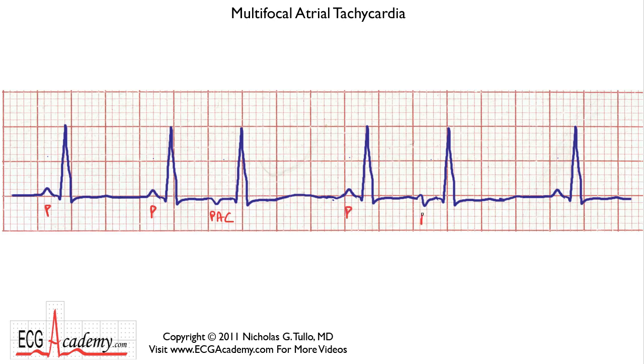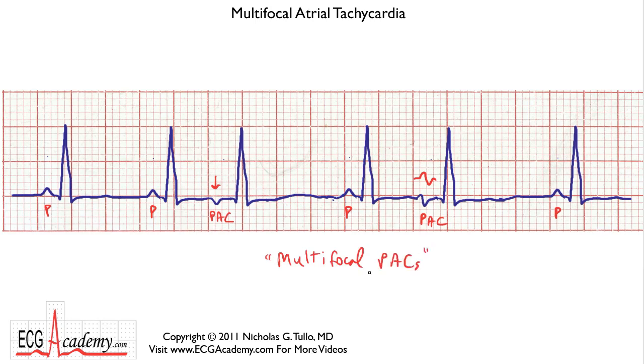And then here's another PAC, but the P wave looks different. This one is a biphasic P wave, means it goes up and then down. It goes in 2 different directions. That's what biphasic means. But this P wave only goes down and not up. And so what you have here is sinus rhythm with multifocal PACs.